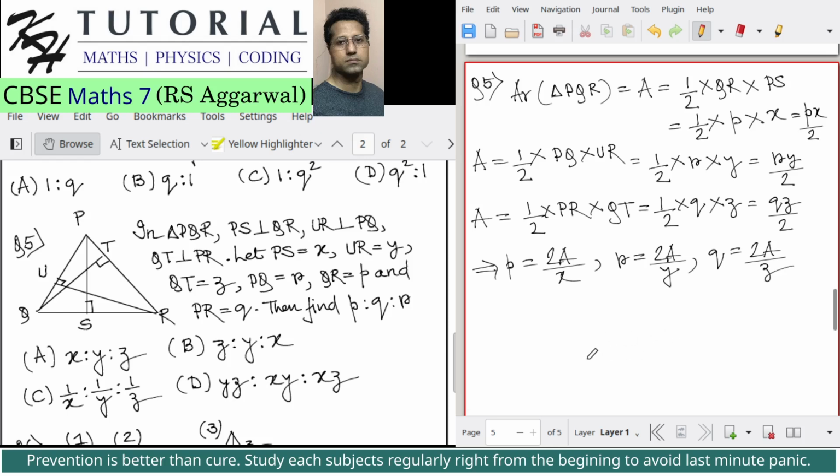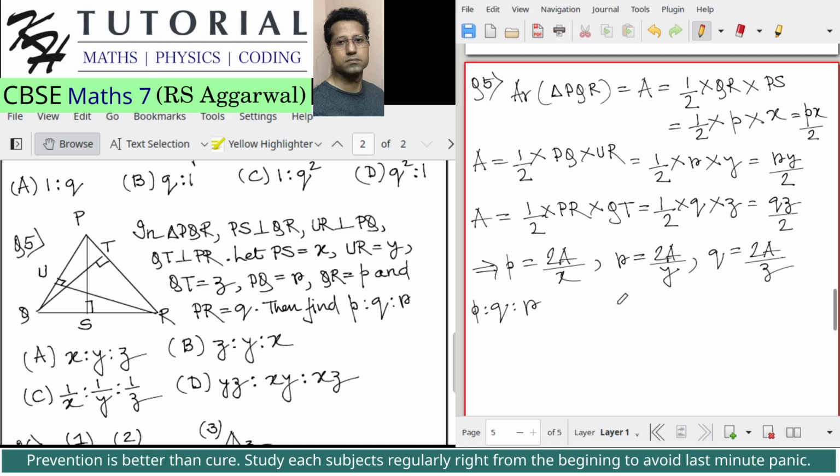So now I have to find P is to Q is to R. How do I find it? Here your concept of ratio and proportion will come. I know the values of P, Q and R. We see that P, Q and R are all in rational form, and the denominators are different: X, Y, Z. So the concept is that I will try to make all the denominators the same. The easiest way is to make all the denominators XYZ.